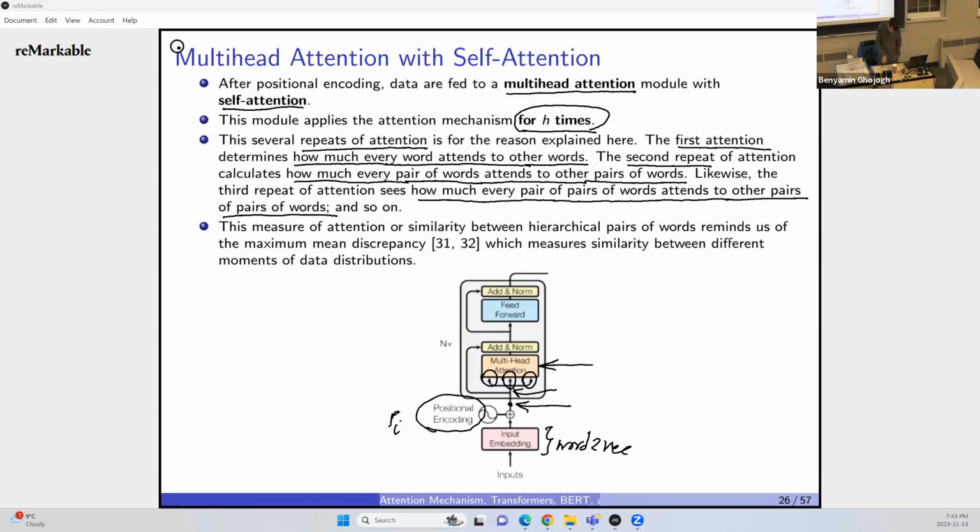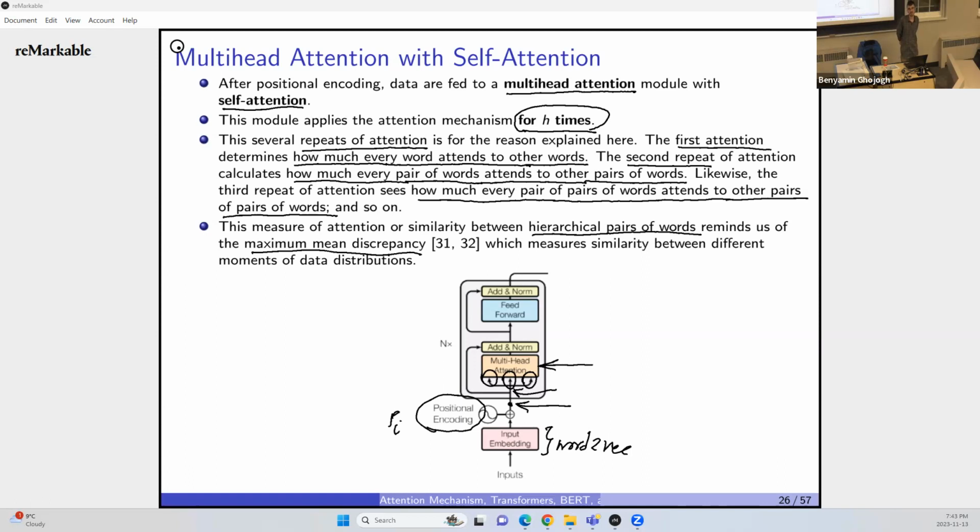And this measure of attention or similarity between hierarchical pairs of words reminds us of what? Maximum mean discrepancy. What is that? What is maximum mean discrepancy? Do you know that? So for measuring the difference of two distributions, right? What can we do? The most famous one is that. So I have two distributions. I want to see how much different they are. What is a very famous measure?